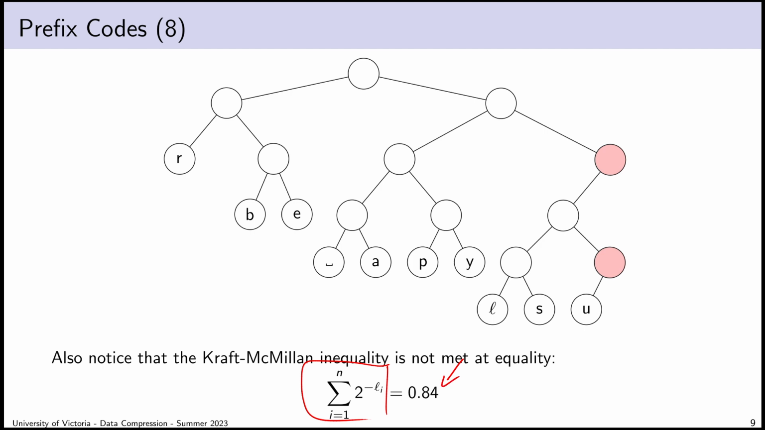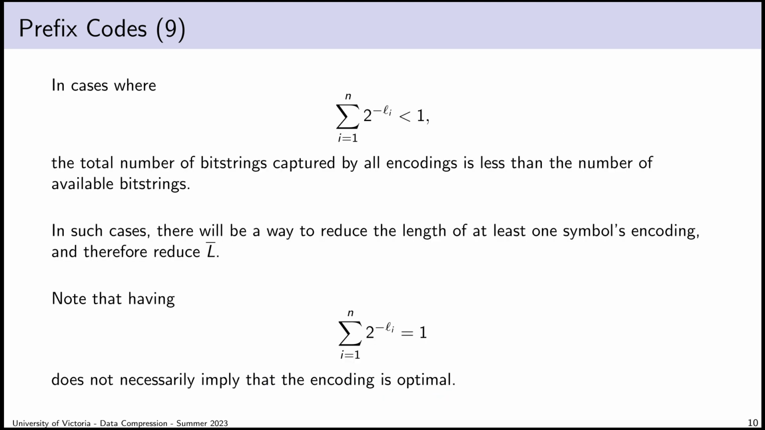And that gives rise to a question, which is, why am I not using more of the available bit strings? I've got a bunch of bit strings available, so 16% of them, I guess. Why don't I use all of those? Maybe if I capture more bit strings, I can get a better encoding. And so I just need to differentiate two cases here. In cases where the inequality comes out to less than 1, that means that the number of bit strings captured by all encodings is less than the number available, which means there will be a way to reduce L bar by reducing the length of at least one symbol's encoding.